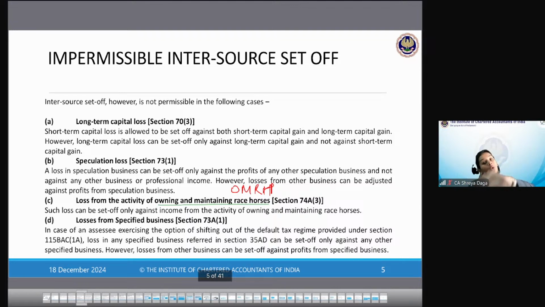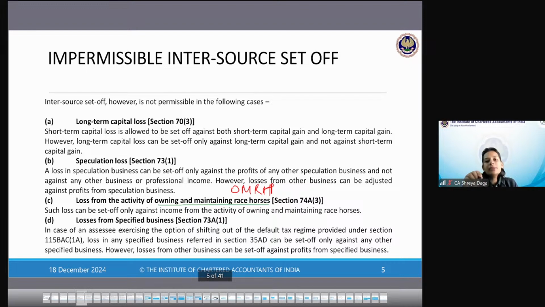That is, if somebody shifts out of the default regime, then there is a 35 AD applicability. Accordingly, if there is a loss from business referred in 35 AD, then you have to consider what to do with that loss. But if you are in the default regime, this whole discussion about specified business is not applicable. So only in case of the old regime, when the individual assessee has shifted out of the default regime, the loss in specified business referred in 35 AD can be set off only against any income from specified business.